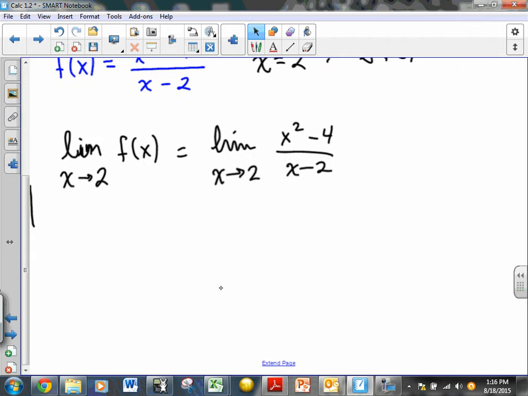Well, a couple different ways we can do that. We know that at that value of 2, it is an error. We get 0 over 0. We can't divide by 0. So we can sneak up on it, though. So we're going to look at values around 2. I'm going to make myself a little table here.